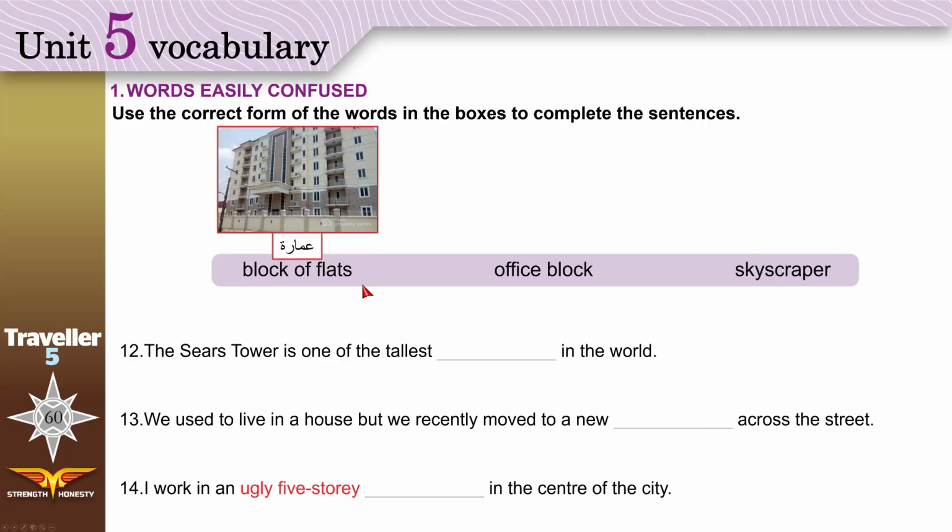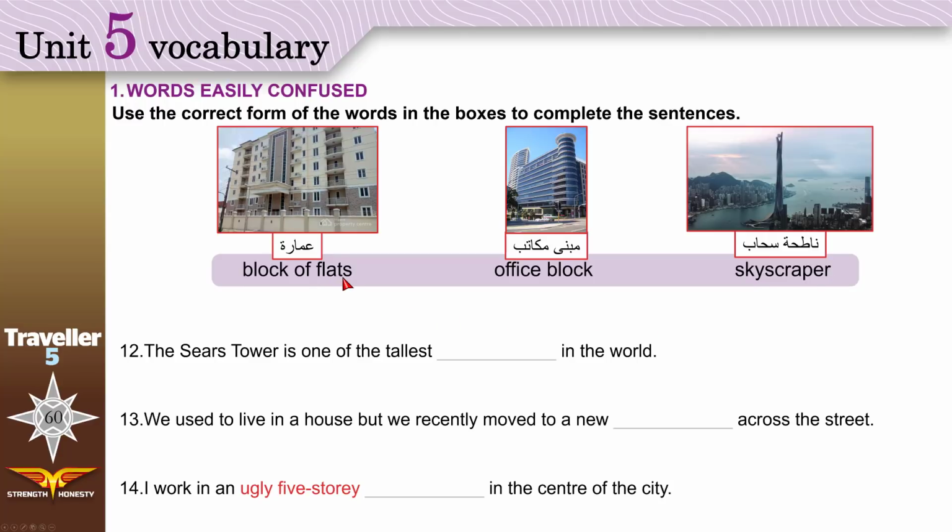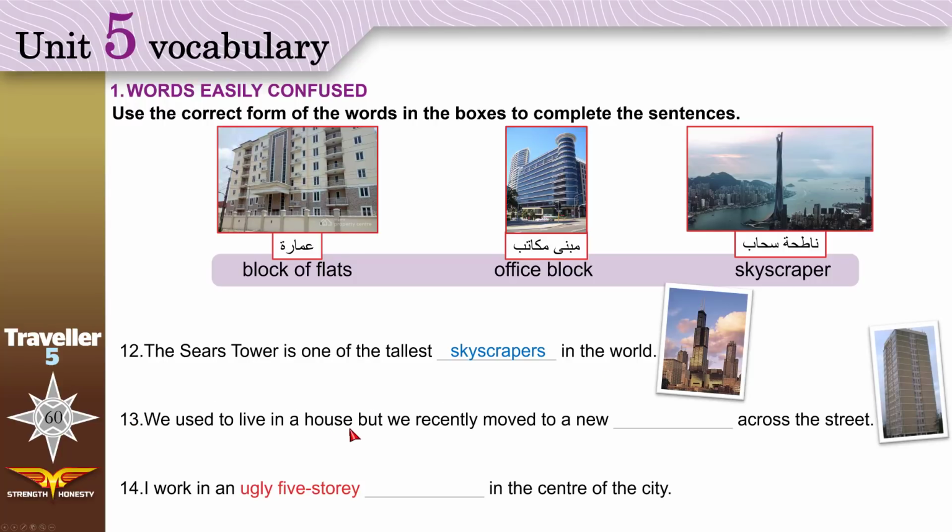Block of flats, office block, skyscraper. Now, flats is a British word which means apartments. Office block is the same as block of flats, but it doesn't have flats or apartments, it has offices. Skyscrapers are very tall buildings. The Sears Tower is one of the tallest skyscrapers in the world. We used to live in a house, but we recently moved to a new block of flats across the street.